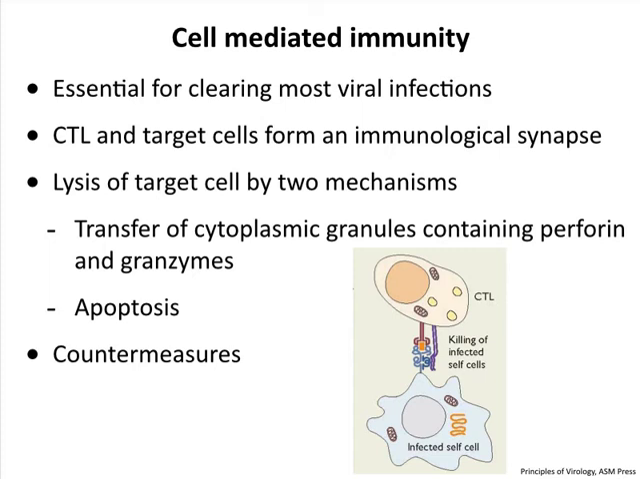MHC1 is displaying a peptide. The CTL comes over, the T cell receptor looks to see if the peptide is foreign. It should be. It's one of the ones that was presented in the lymph node. And there's also another receptor interaction that's necessary for this interaction to occur. And if this CTL finds that this is a virus-infected cell, it will deliver granules containing perforin and granzyme to the cell, and they will induce apoptosis.